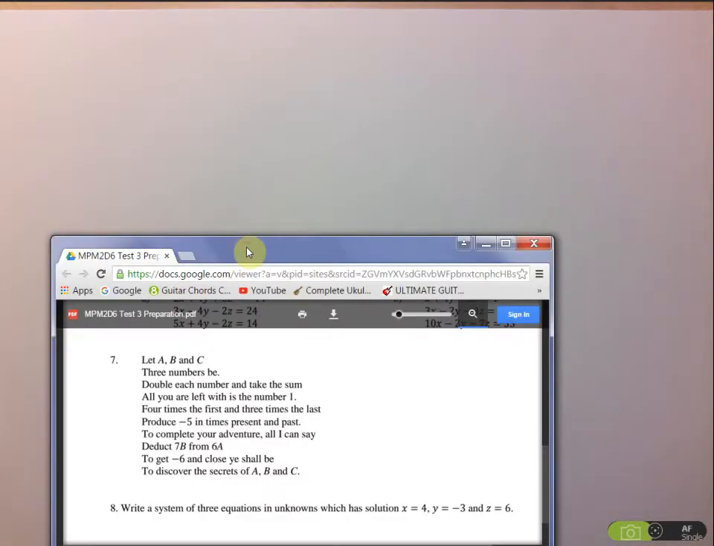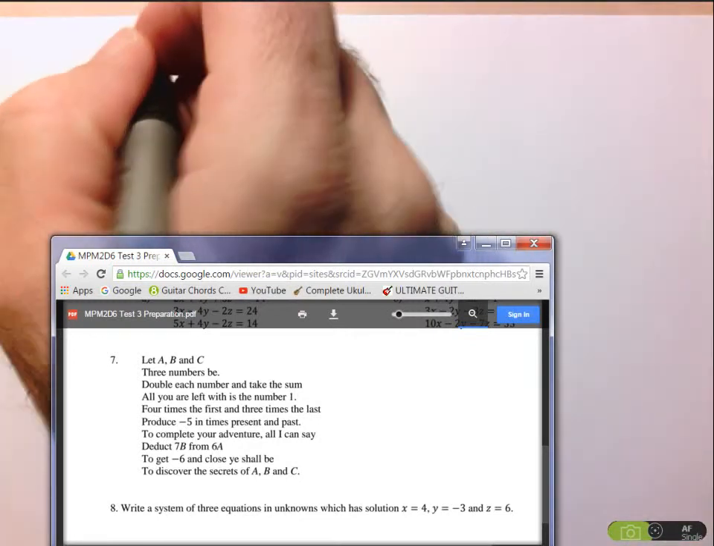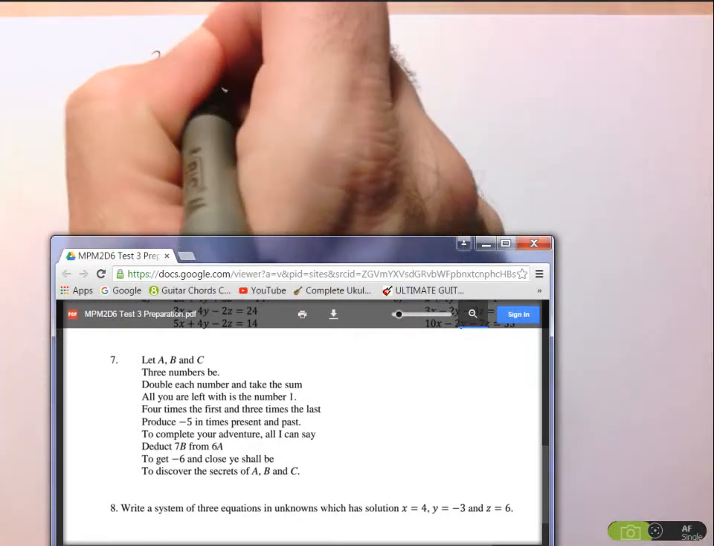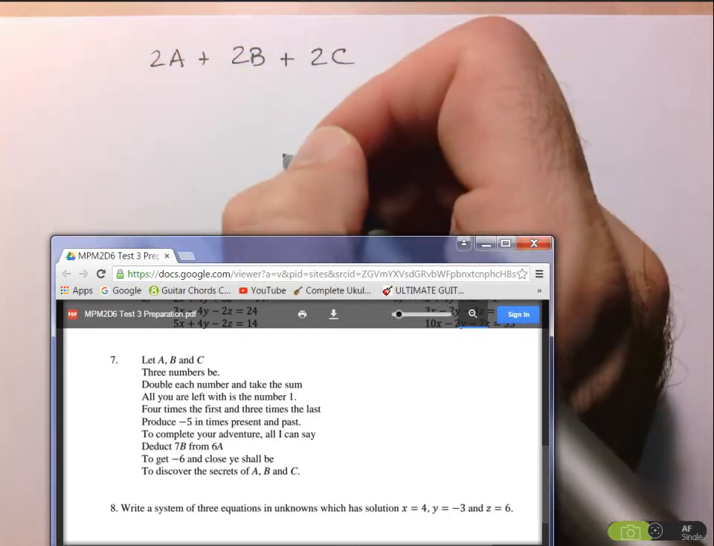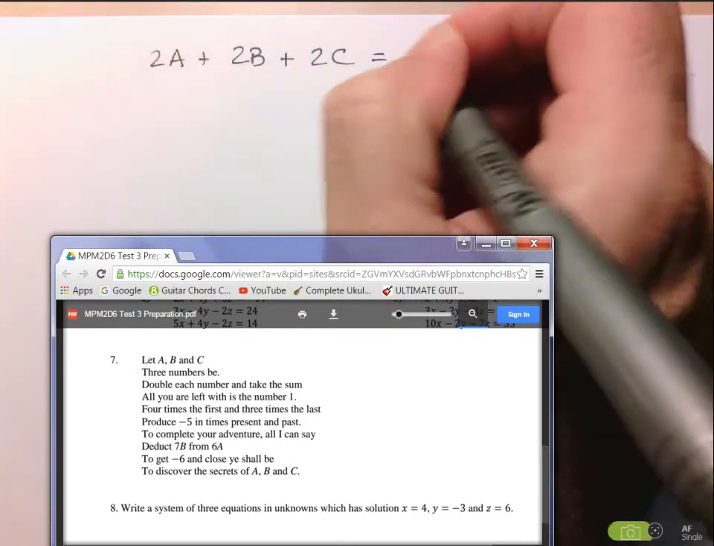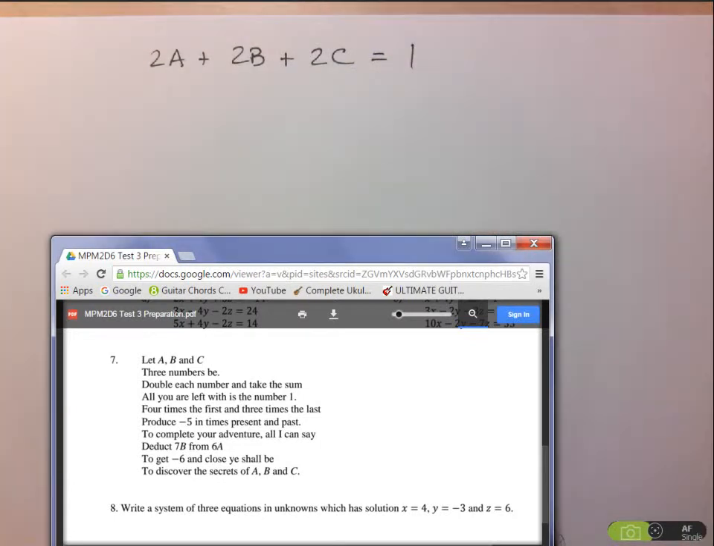determine what those are. So the first thing they tell us to do is to double each number and take the sum. So I will do that. I will take 2A and then add that to 2B, and add that to 2C, and all I should be left with is the number 1. So when I do that, I should get 1.